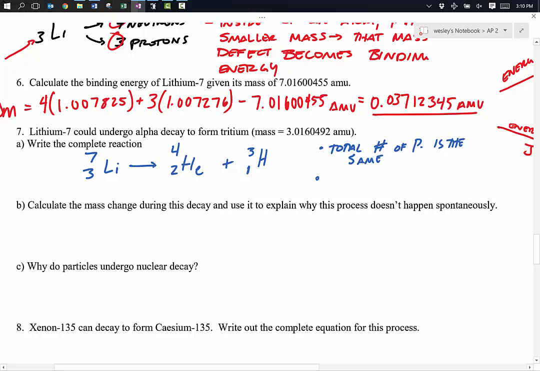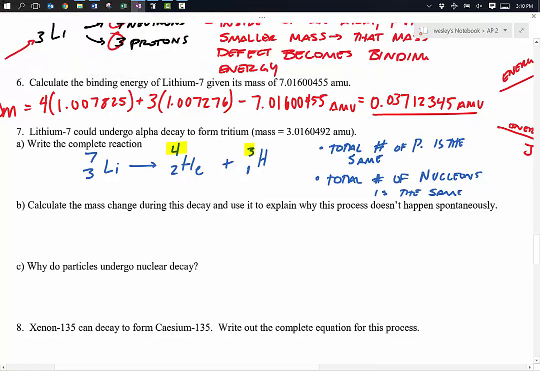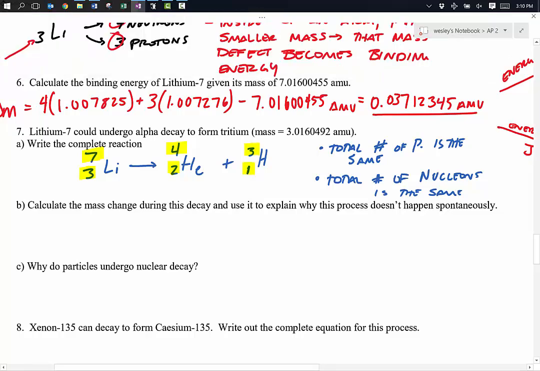In this complete reaction, the total number of protons is the same. And the total number of nucleons, protons and neutrons, is the same. So these two things have got to add up to the reactants. Both of those things must stay true. In addition, charge has to stay the same.